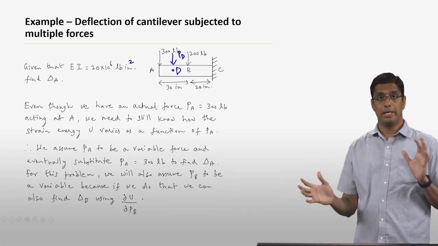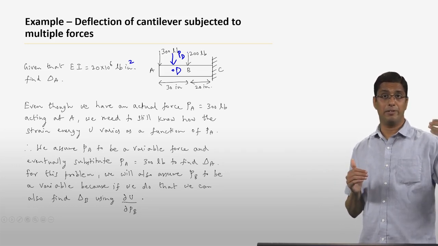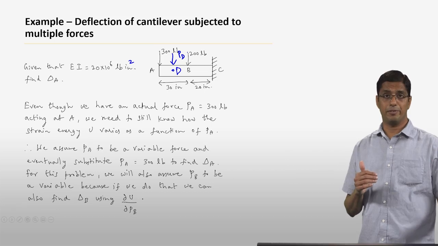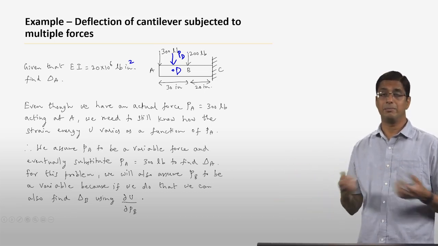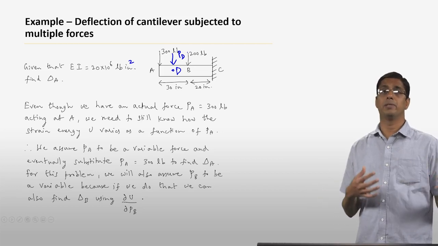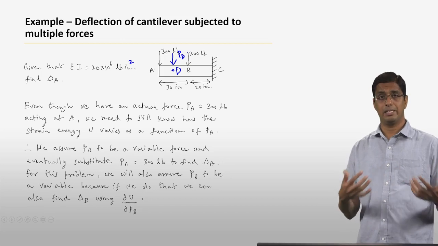Okay? So this method is actually very powerful. It doesn't matter whether you have a force acting at the point where you want to find the deflection, whether there is actually a moment acting at the point where you find the rotation, it doesn't matter at all. You can always assume a dummy moment or a dummy force to find out the deflection at a specific point.